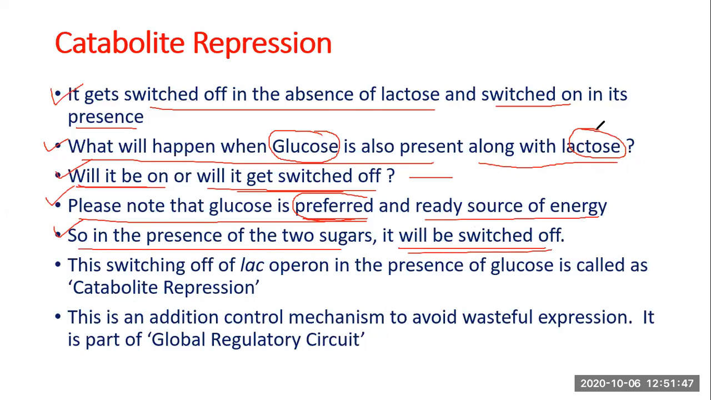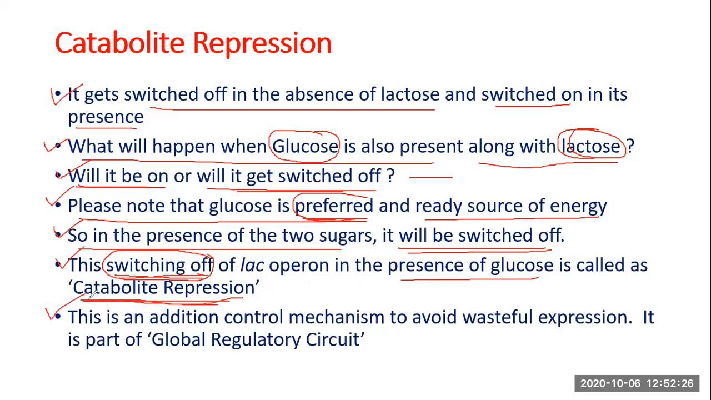Okay, so there is a twist now. When both the sugars are present, the operon gets switched off. This switching off of the Lac operon in the presence of glucose is called catabolite repression. So please remember this definition. What is meant by catabolite repression? The switching off of the Lac operon in the presence of glucose is called catabolite repression.